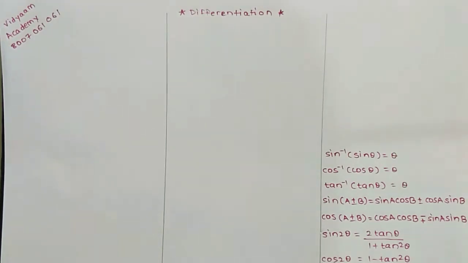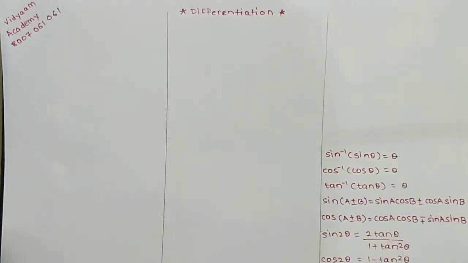On the screen you can have a look at some formulas that we have already seen. We'll just have one simple revision of this. Sine inverse of sine theta comes out to be theta, cos inverse of cos theta is theta, tan inverse of tan theta is theta. We have already solved numericals on this.